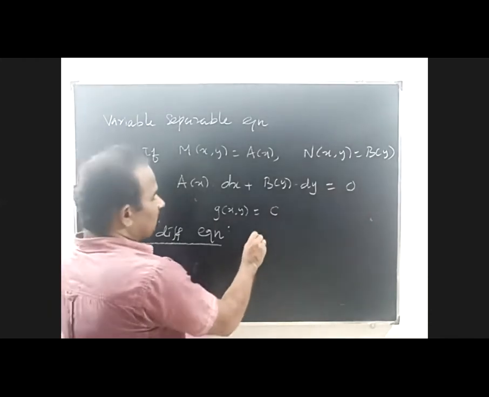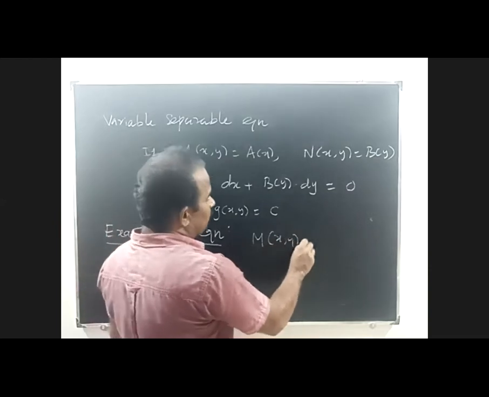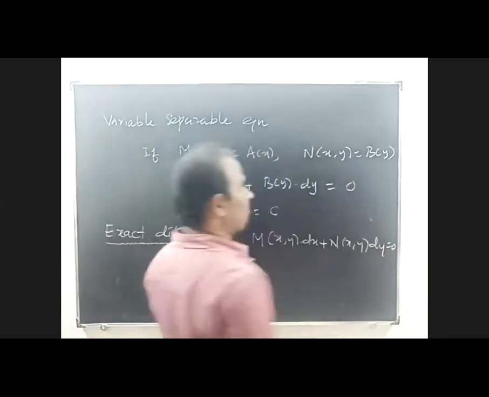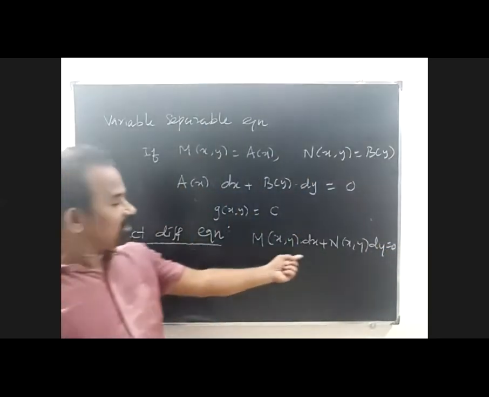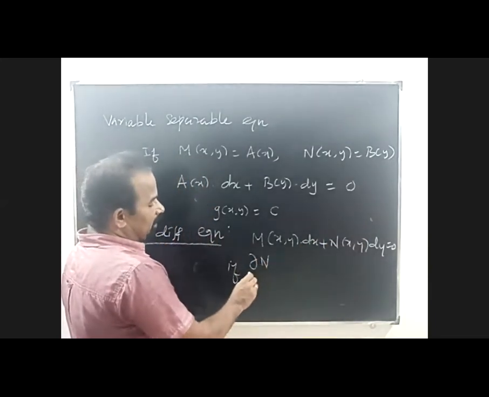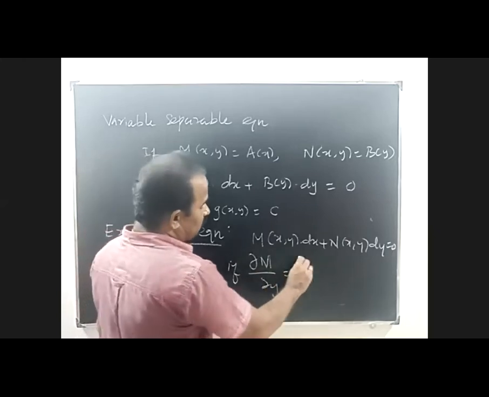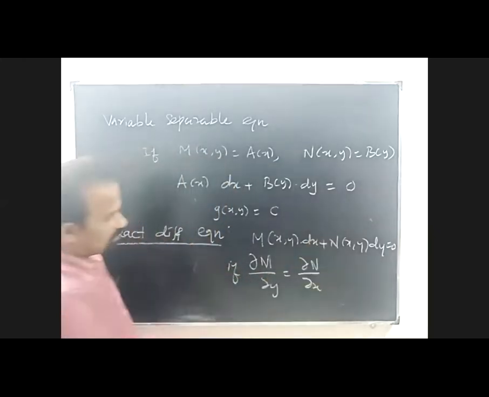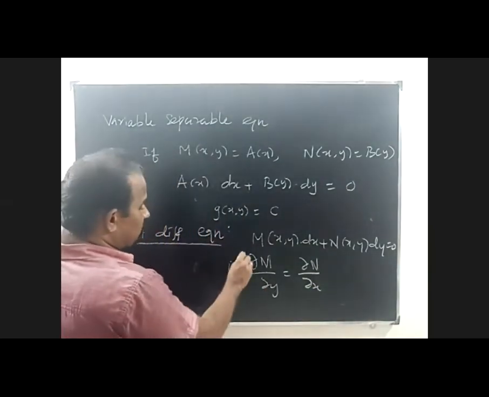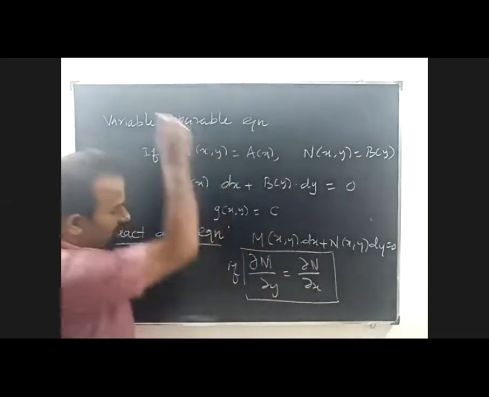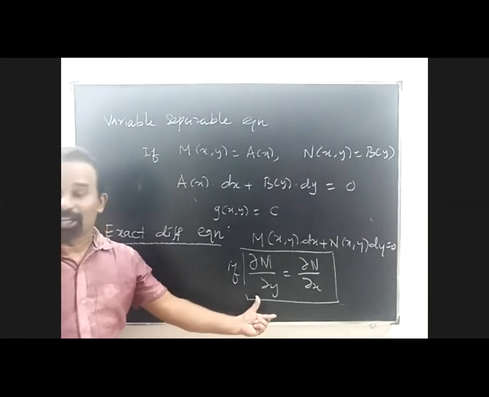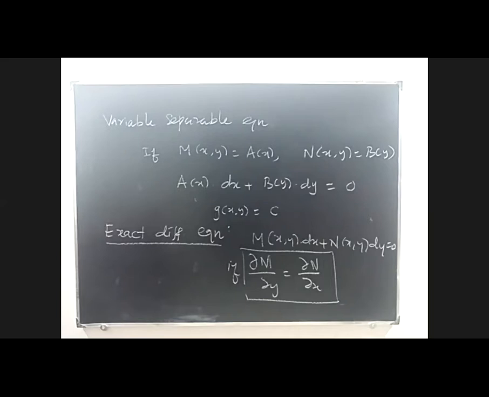Suppose the differential equation M(x,y) dx + N(x,y) dy = 0. We say that this equation is an exact differential equation if ∂M/∂y is equal to ∂N/∂x. If it satisfies this condition, then the equation is called an exact differential equation.